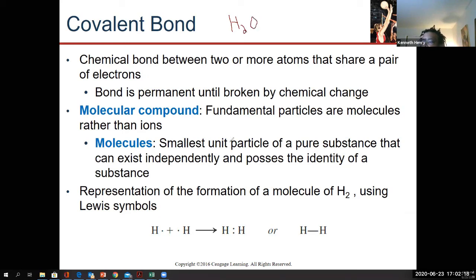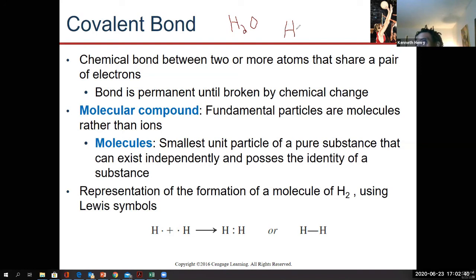Okay, H2O. What is H2O? Water. Okay, so I'm going to draw the Lewis dot structure. Hydrogen has how many electrons? How many valence electrons does hydrogen have? One. So if I drew its Lewis dot structure, how many electrons would it have?